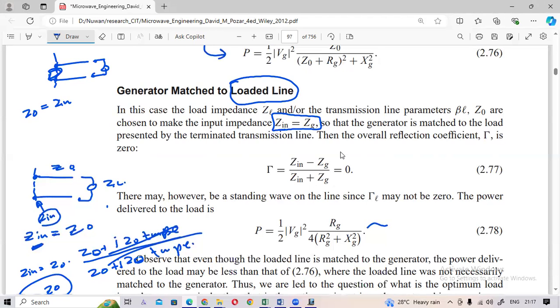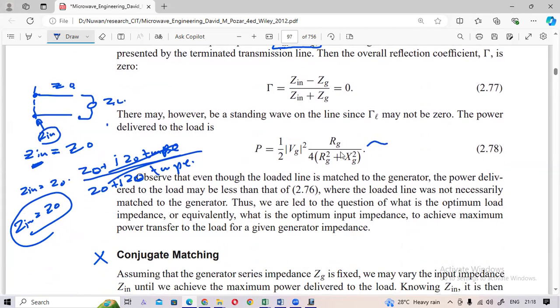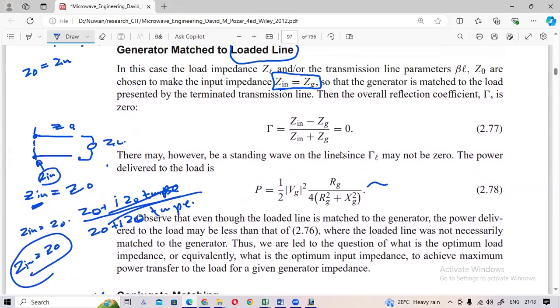But still, this line is not matched to this Z naught. So there is a reflection. Here you can see that tau L may not be zero. That means at the load, still there is a reflection. So by matching this Z in to ZG, you can't stop the reflection.